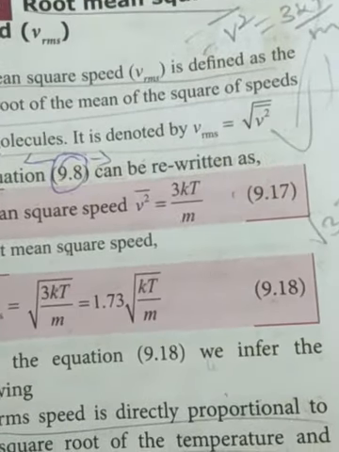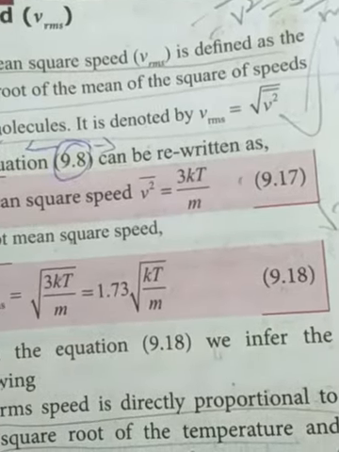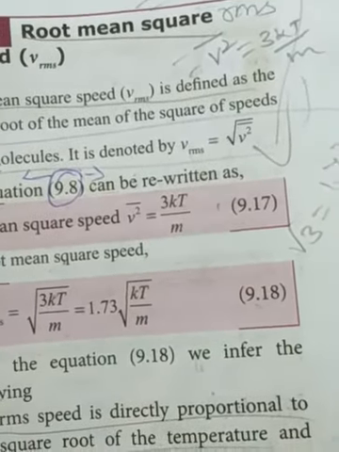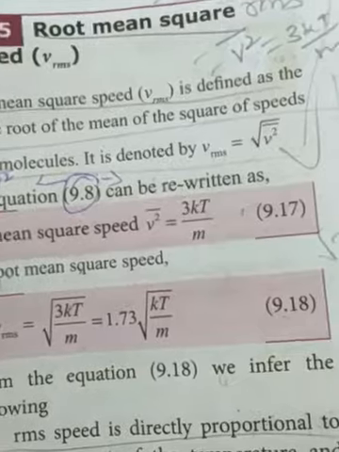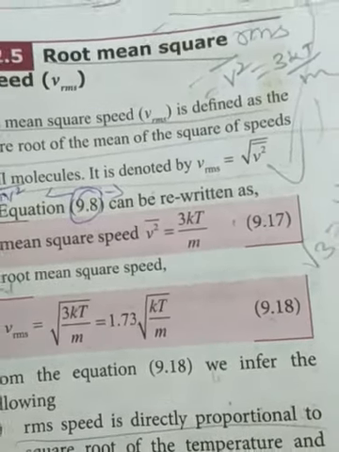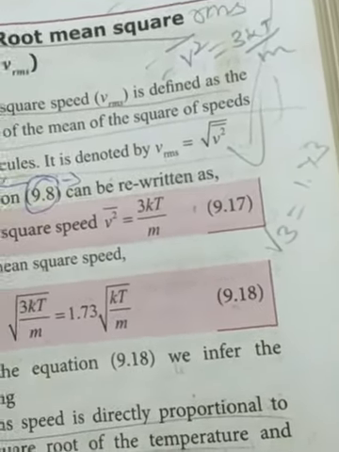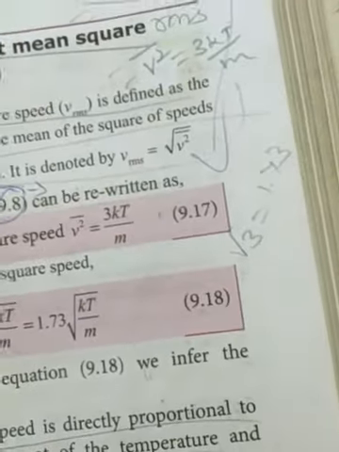1.3, 1.73, sorry, 1.73. Take the log values. So it is the root of the kinetic energy divided by the mass. Mass is the molecular mass; m is the molecular mass.